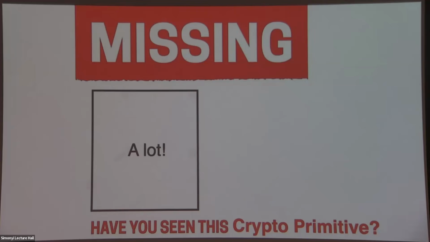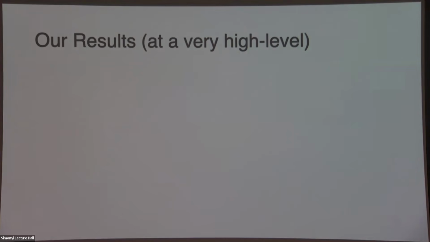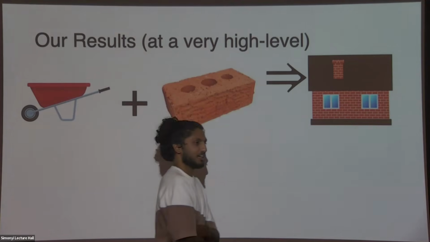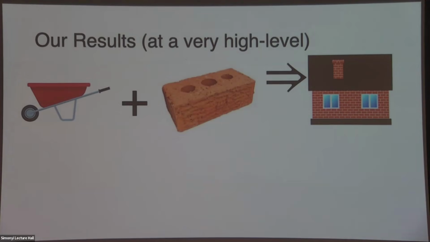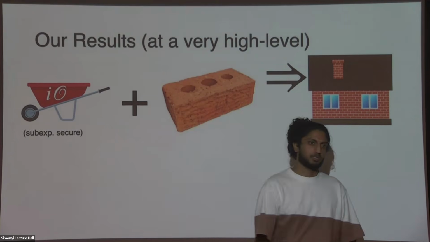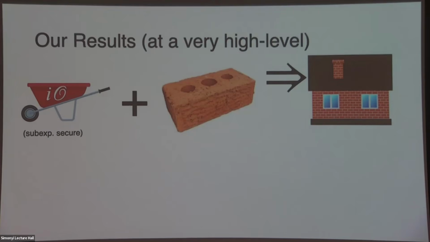All right. So now let me tell you about our results at a high level. Our results are very simple, or simple to state in some sense. It is wheelbarrow plus brick equals house. So wheelbarrow here is going to be IO. This is a really good wheelbarrow. It's sub-exponentially secure. And whenever I say IO, I'll assume it's sub-exponentially secure.